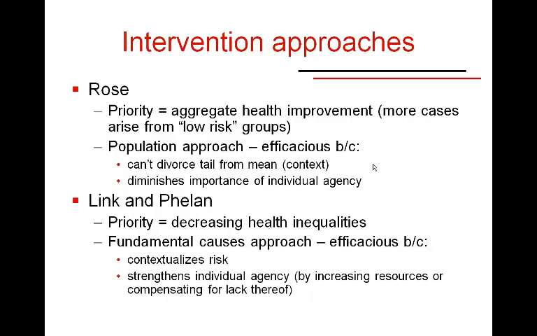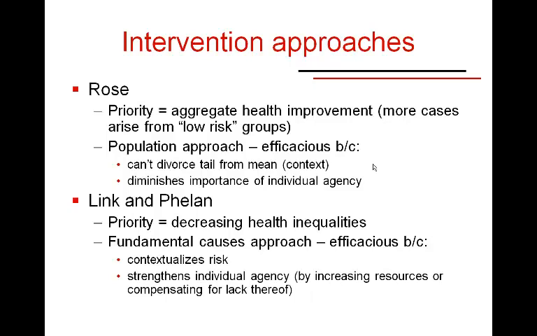Rose's priority is more about aggregate level health improvement, with the insight that more cases actually arise from those who would be categorized as low risk. And the population level approach is more efficacious relative to high risk strategies because it appreciates social context. You're not asking the tail to be divorced from the mean. And its mechanism in the approach is to diminish the importance of individual agency. Instead of asking people to change their behavior, we change something about the policy, the population level environment that in effect does it for them.